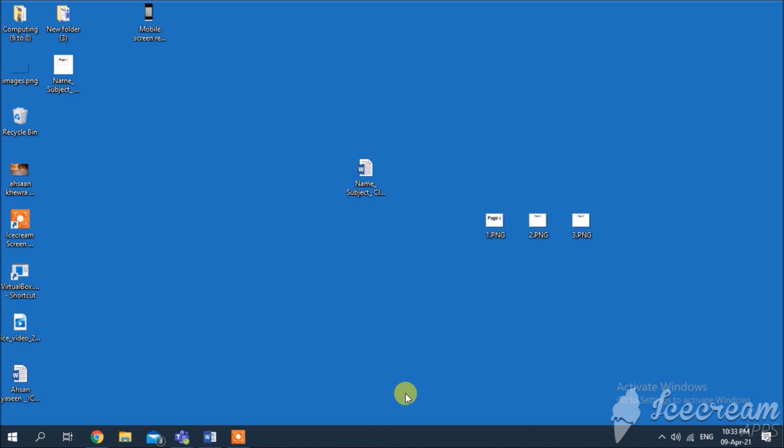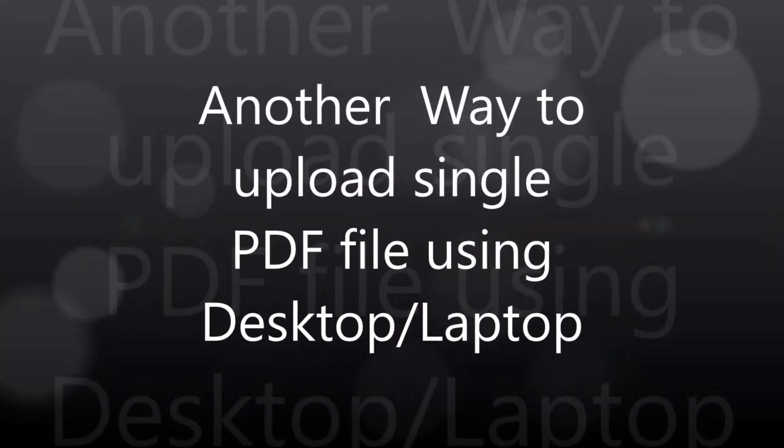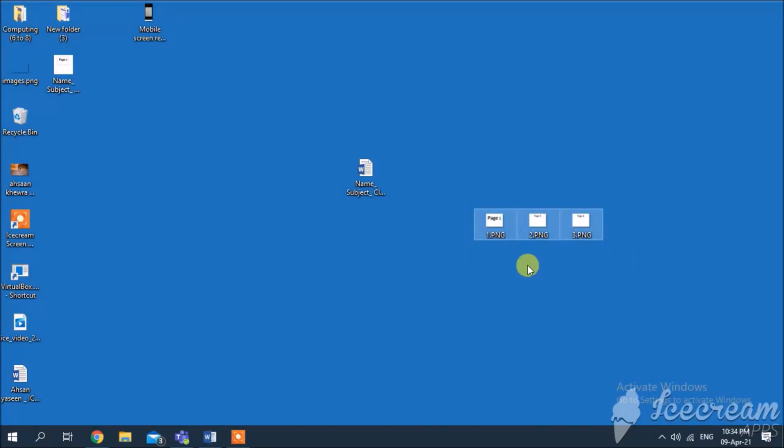So this is the second way, if you are using a laptop or desktop PC. Suppose, for example, you have saved 3 pictures on your desktop. You have taken pictures and saved 3 pictures here on the desktop, and you want to make these files into one PDF file.